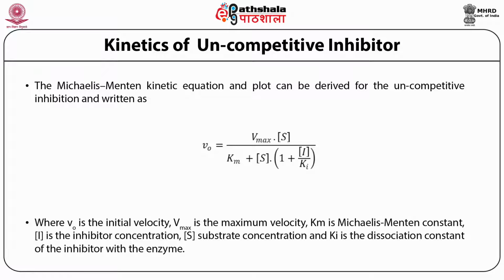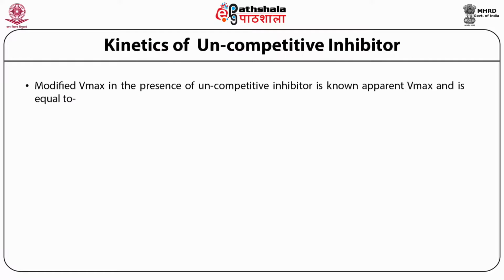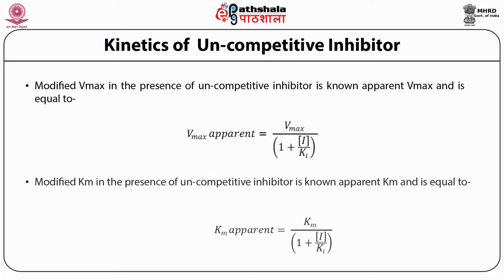In this equation, V0 is initial velocity, Vmax is maximum velocity, Km is the Michaelis-Menten constant, I is the inhibitor concentration, S is the substrate concentration, and Ki is the dissociation constant of inhibitor with enzyme. As you know, in uncompetitive inhibition, we have a decrease in the Vmax and a decrease in the Km. So we will have apparent Vmax and apparent Km.